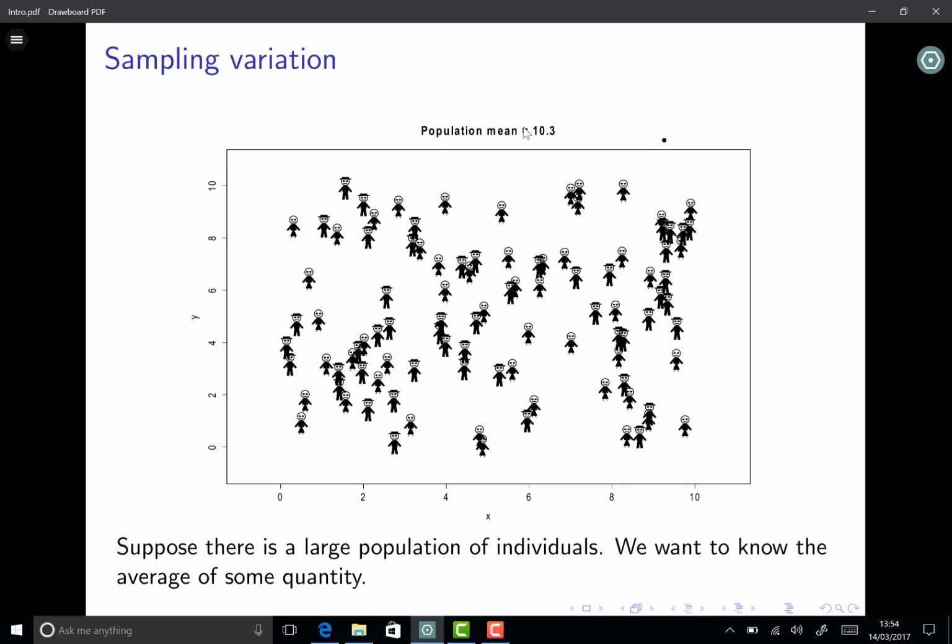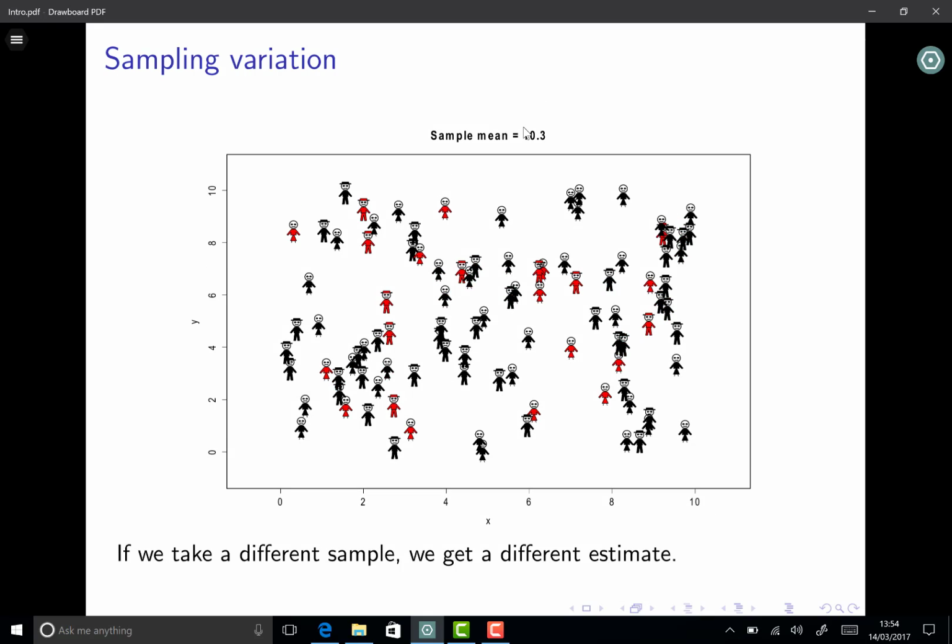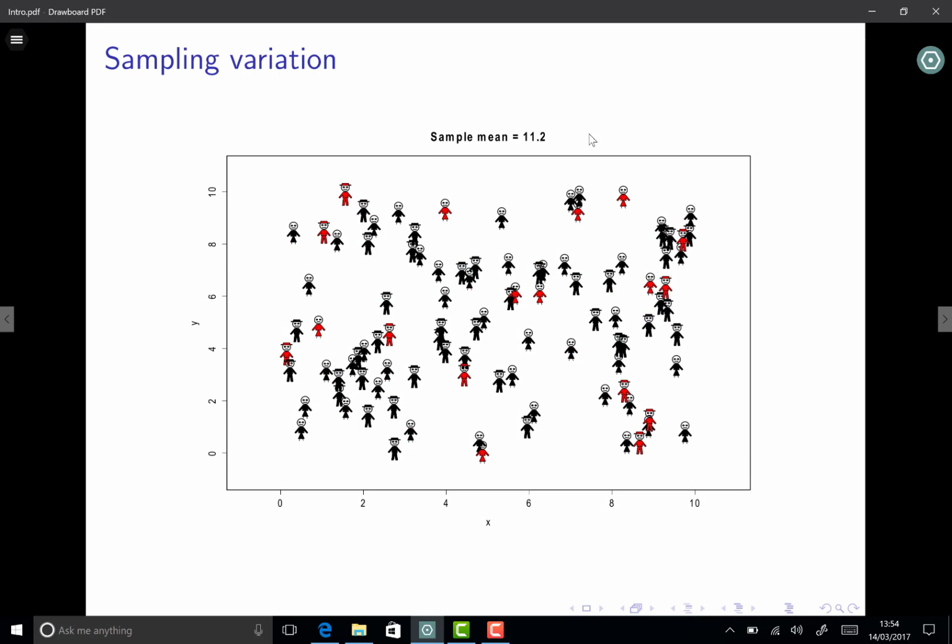And it just so happens in this case to be the same as the population mean of 10.3. But if I do it again, it's a different selection of 20%. I get a sample mean of 11.2. Do it again, I get a sample mean of 9.1. Do it again, and I get 10.3 again, etc. So you get the idea that by sampling repeatedly, we get a different answer each time.